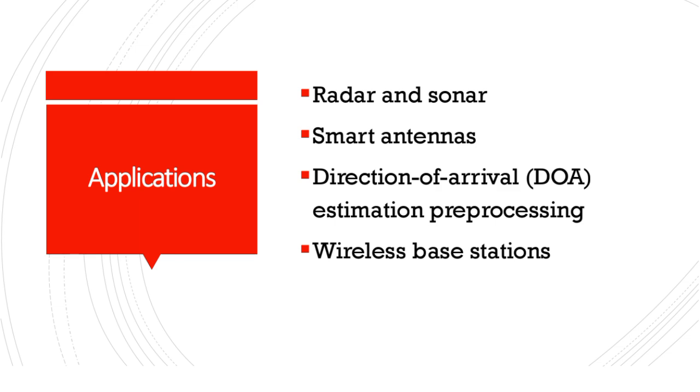The second is smart antennas. The third is direction of arrival estimation as a pre-processing technique. And finally, we use it in wireless base stations. So these are the common applications of sample matrix inversion.